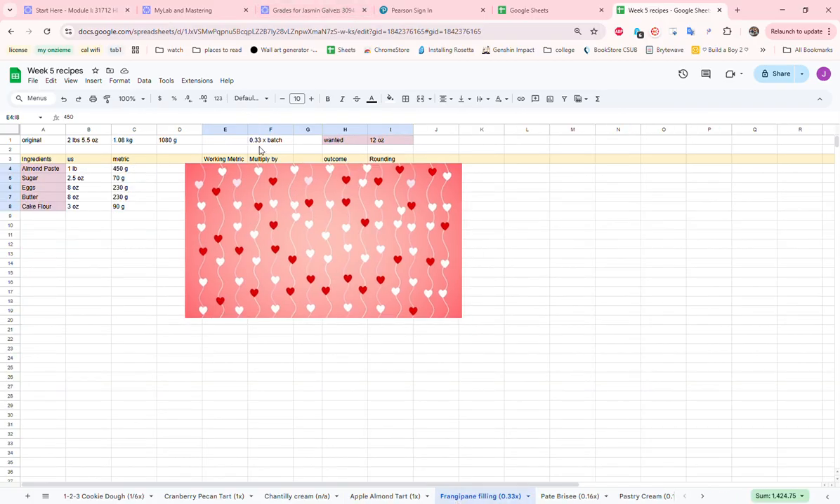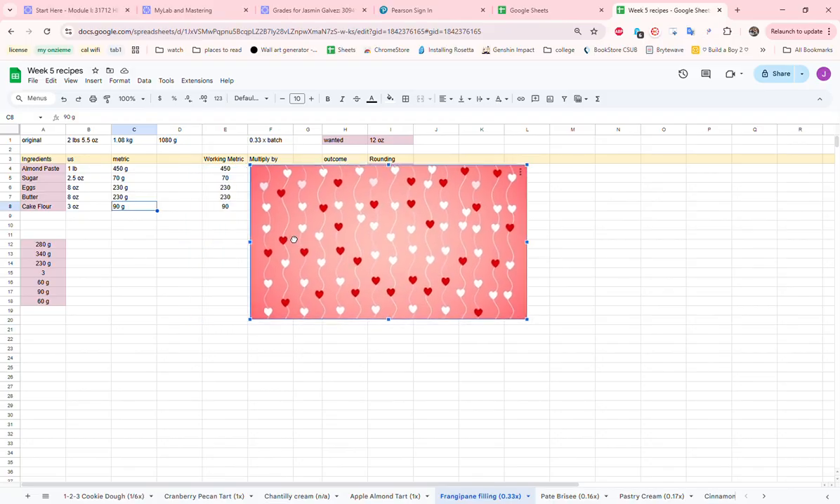Now here's where we start getting into a really weird place. We have the original, this is the French pound filling. We have the original, which is 2 pounds and 5.5 ounces, 1.08 kilograms, or 1080 grams. This is going to be a 0.33 batch, and our wanted is going to be 12 ounces. So these are all of our ingredients. This is our US, metric, and for the metric, making sure there's no milliliters or kilograms.